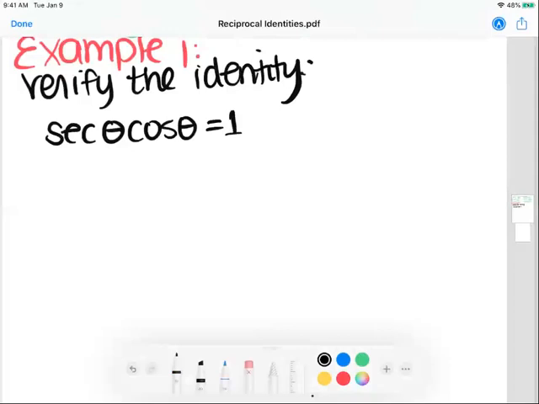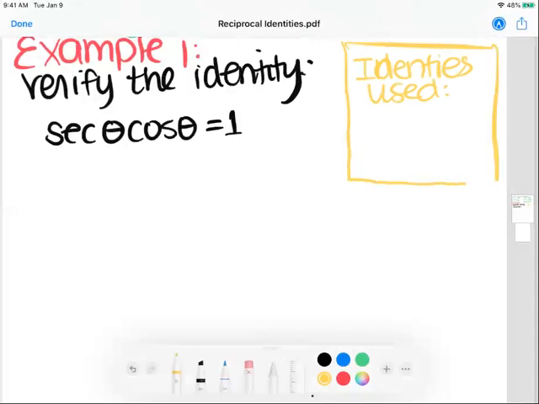So looking at my list of identities that we just wrote down, I know secant of theta is equivalent to 1 over cosine theta. Since it's the first time we're doing this, I am going to just make a little box over here on the side. Identities that I used for this problem. So for me, the helpful identity, or you might call it your toolbox, is secant of theta is equal to 1 over cosine of theta.